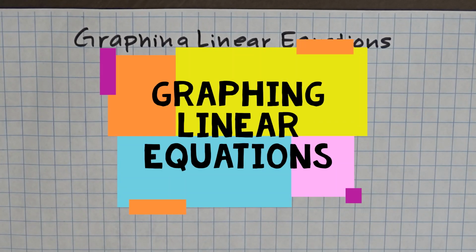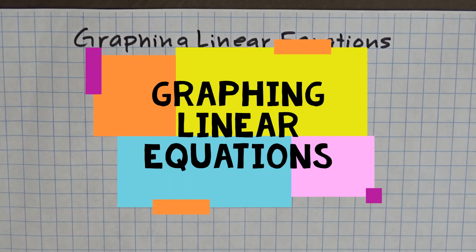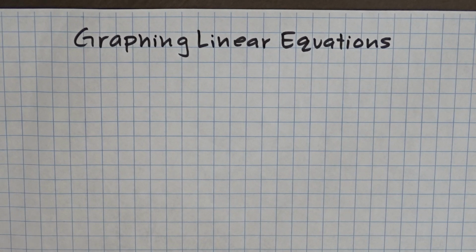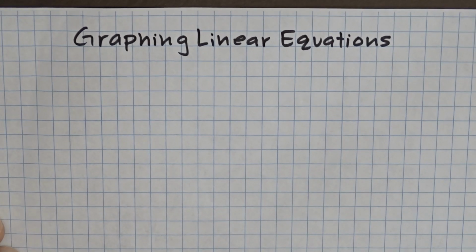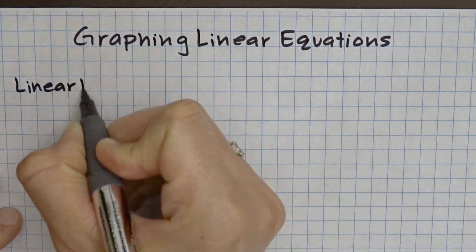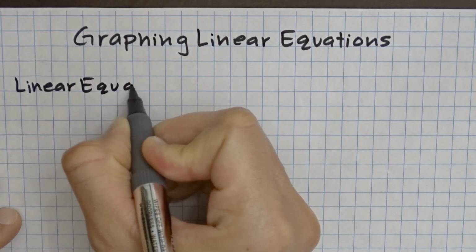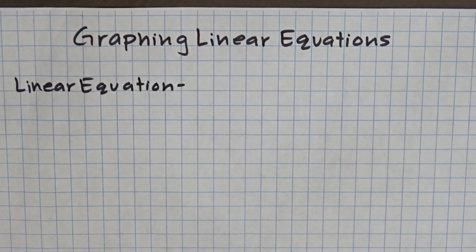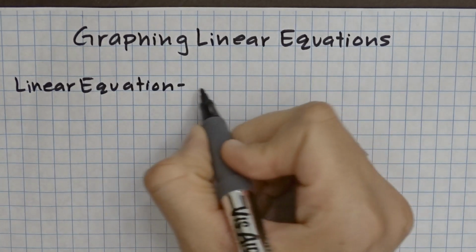All right, so today for graphing linear equations, it's important to note a linear equation is going to be an equation. However, when you graph it, it will form a straight line. So let's write that down. It's an equation whose graph is a line.